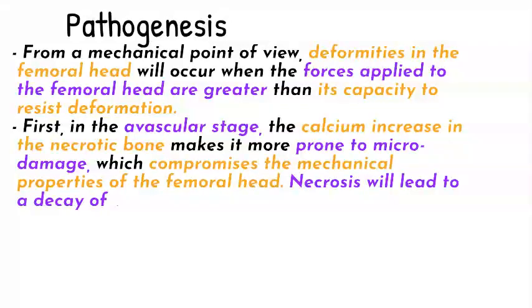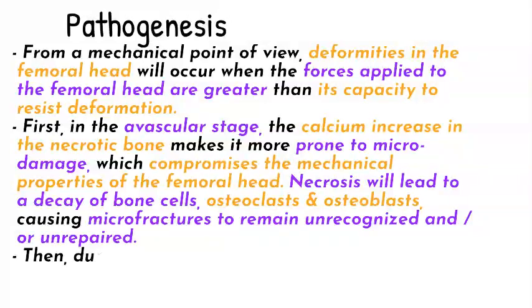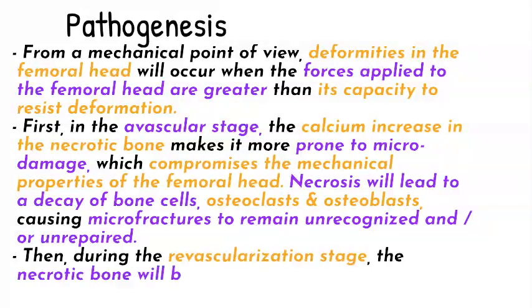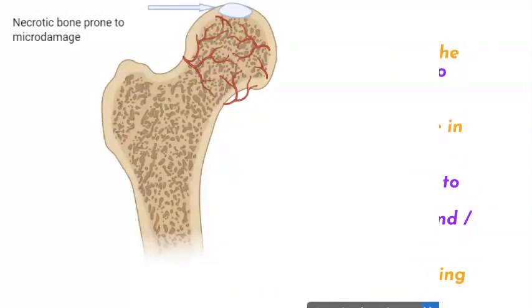Necrosis will lead to a decay of bone cells, osteoclasts and osteoblasts, causing microfractures to remain unrecognized and/or unrepaired. Then, during the revascularization stage, the necrotic bone will be resorbed, further compromising the mechanical properties. This picture shows a necrotic bone prone to micro damage.